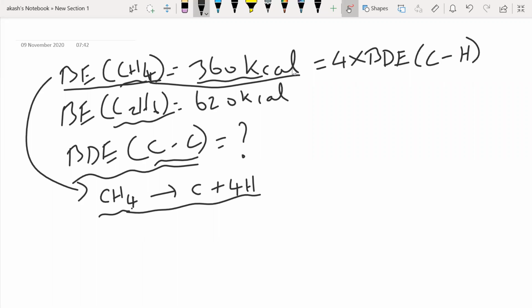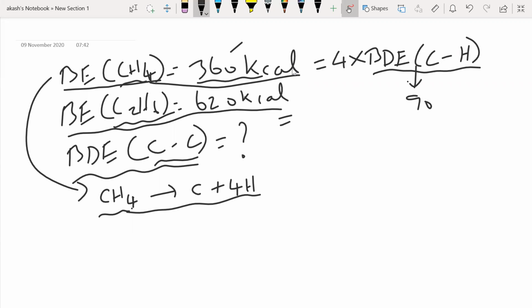Now we already know the value for bond enthalpy of CH4. So can I find what is the bond dissociation energy of CH? Yes. So it's only 360 by 4. So bond dissociation energy of CH is 90. Wonderful, right? Okay. Now tell me, in this case, when I have C2H6, how will I write it in terms of bond dissociation energies?